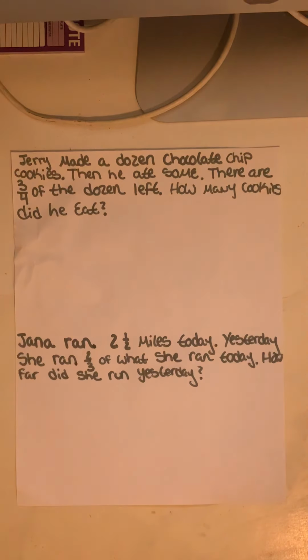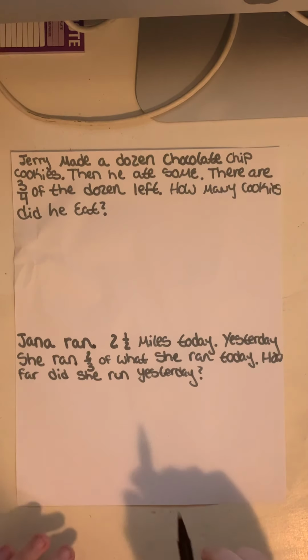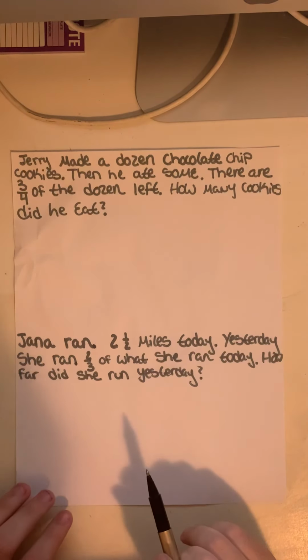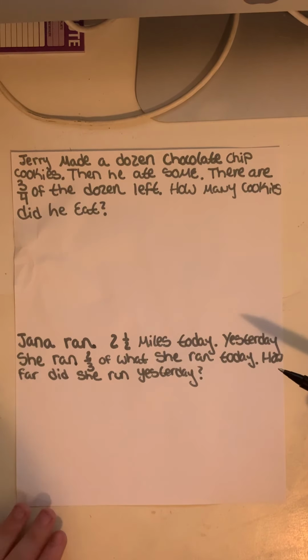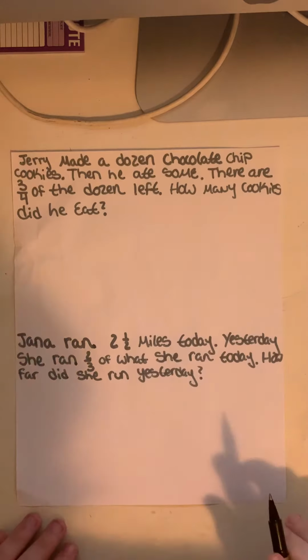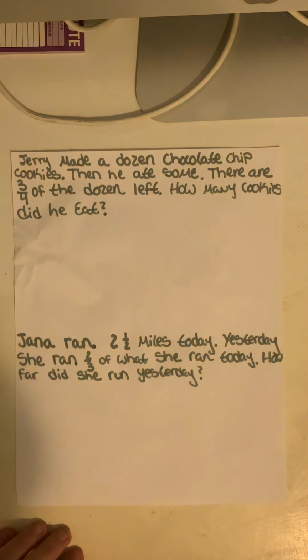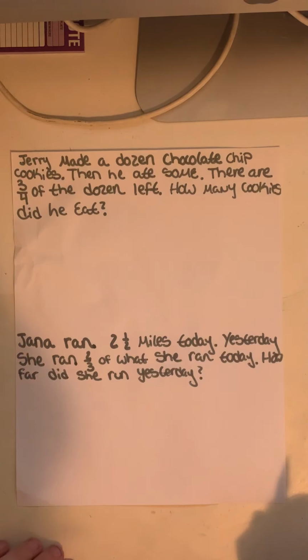Today we are going to work on solving fractions using two of the models we've been working on in class. The first model we're going to use is a set model, and for the second problem we're going to use a number line. The first problem is: Jerry made a dozen chocolate chip cookies. Then he ate some. There are 3/4 of the dozen left. How many cookies did he eat?